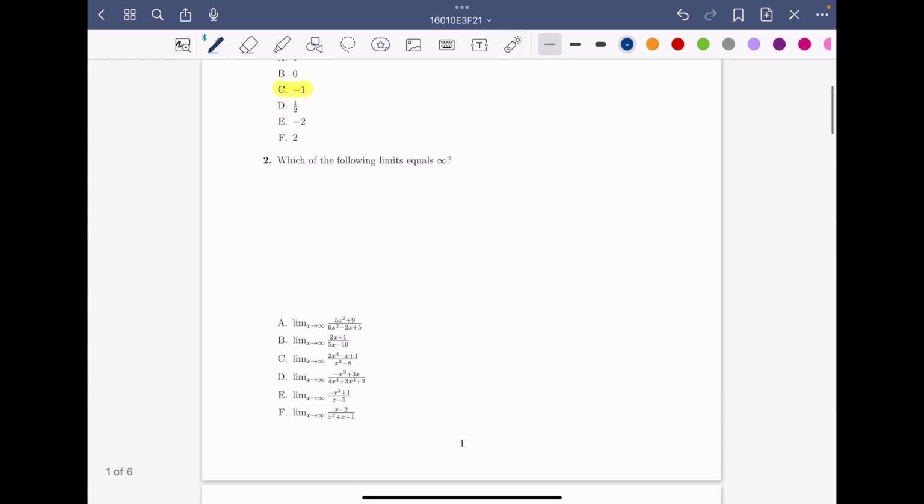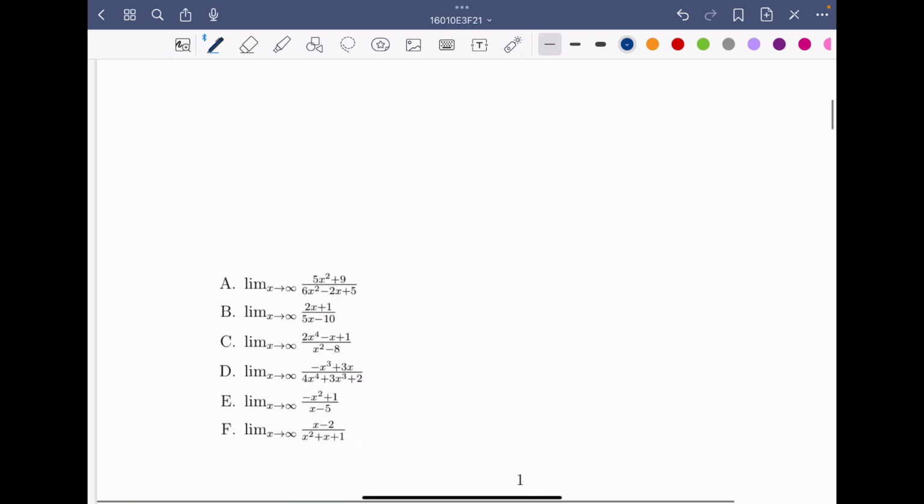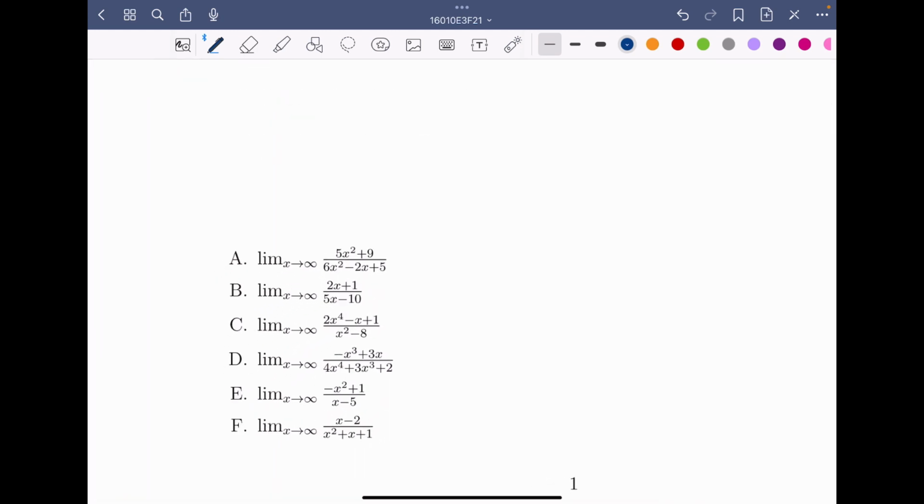Okay, number 2. Which of the following limits equals infinity? So, with this one, we want to look at basically the ratios. If we look at this first one, the largest power on there is the same for both. So the limit for this one would be 5/6. If you have the same power on the top as on the bottom, you're just going to get a ratio, and that will be your limit. So it is not A.